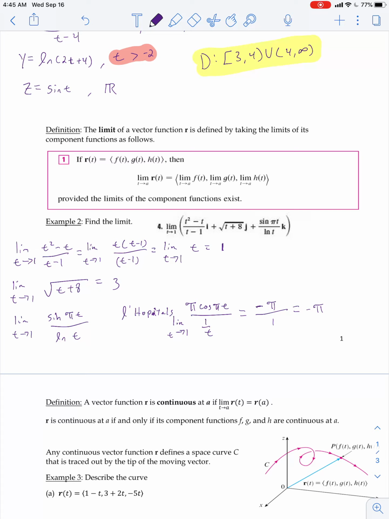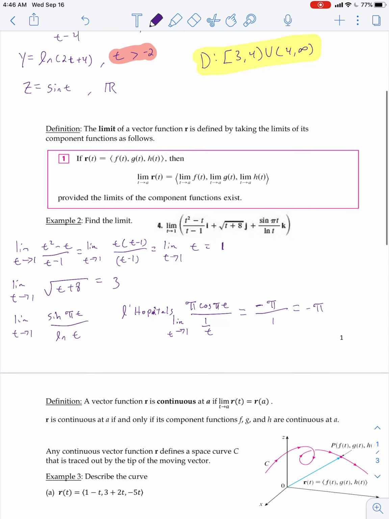And so that tells us that our limit for our vector function in question 4 is just going to be, since it's in terms of standard basis i, j, k, we're going to write this as i from 1 plus 3j minus pi k.